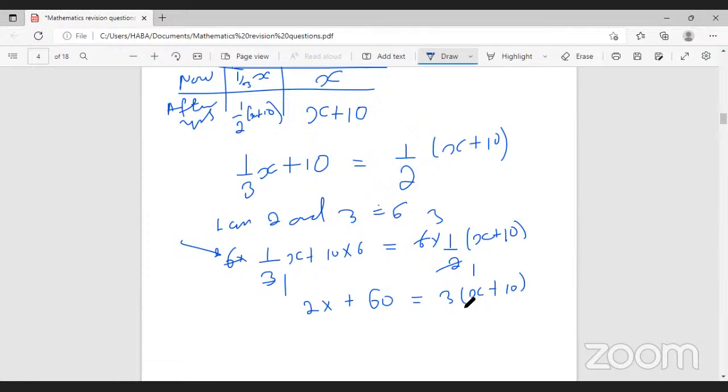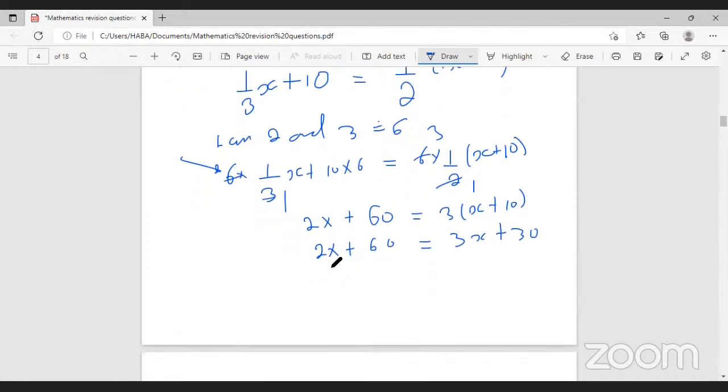So we open brackets on our right-hand side. So we shall have 2x plus 60 is equal to 3 times x, which gives us 3x, and then 3 times 10, which gives us 30. Now we collect like terms. We take the 2x on the left to the right, and then the 30, bring it on the left.